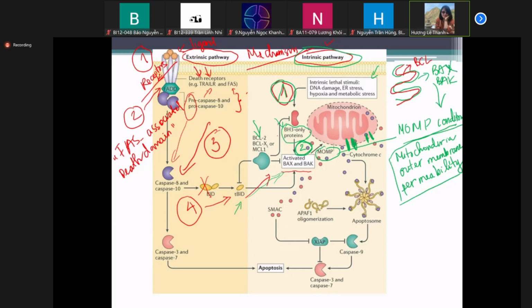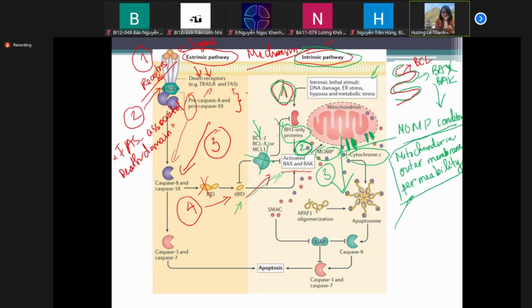been inhibited by the TBX or by BH3-only proteins, and BAX and BAK will activate. BAX and BAK form small channels here to affect the mitochondrial outer membrane permeability. They form the channels and allow cytochrome C to be released into the cytoplasm. That is step number 3, activating the MOMP.